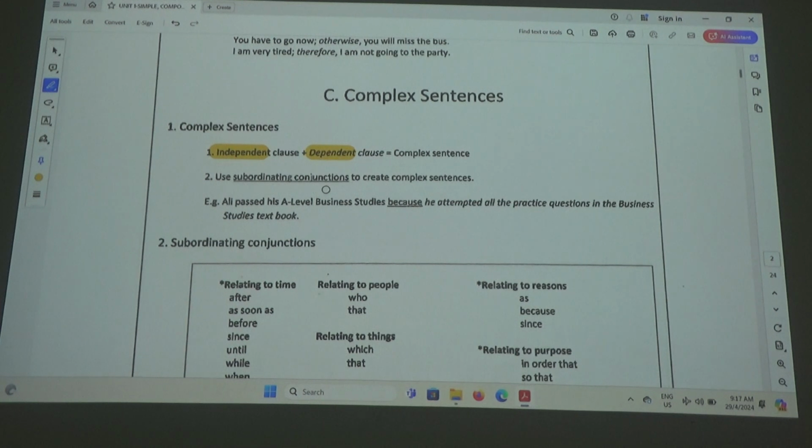Yes, what is independent? Independent means the one sentence can exist alone. It can stand by itself. Can you see that? Yes. It can stand by itself. Is that okay? Dependent means it cannot stand by itself. Is that okay? So independent clause plus dependent clause becomes a complex sentence.